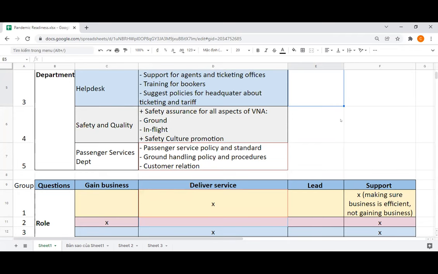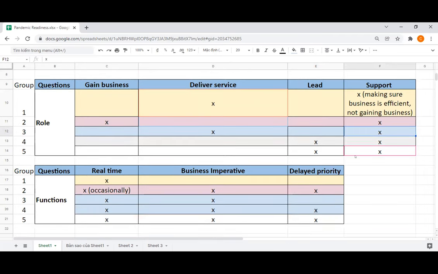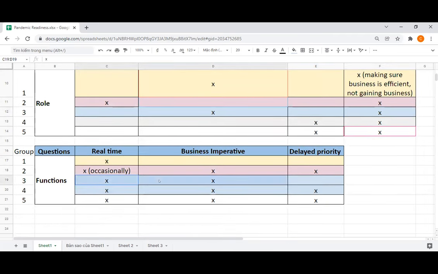So my feeling is that's deliver service. Yep, that's what you've got, and support. Yeah, it looks a good match. Okay. And down here we have, yep, that looks pretty good, I would think. Okay, so that's group three.